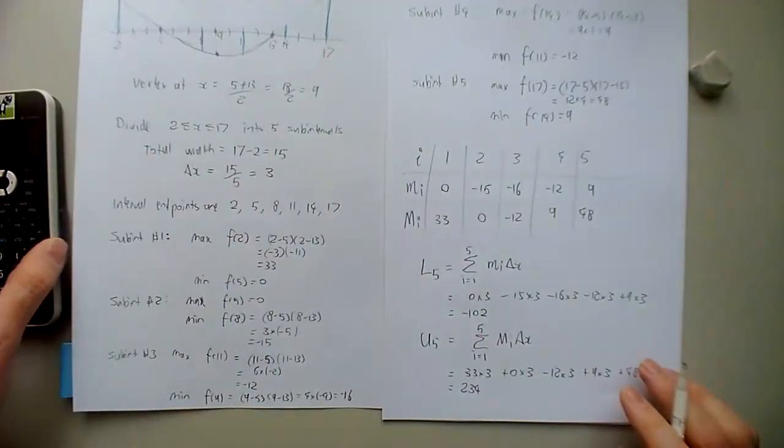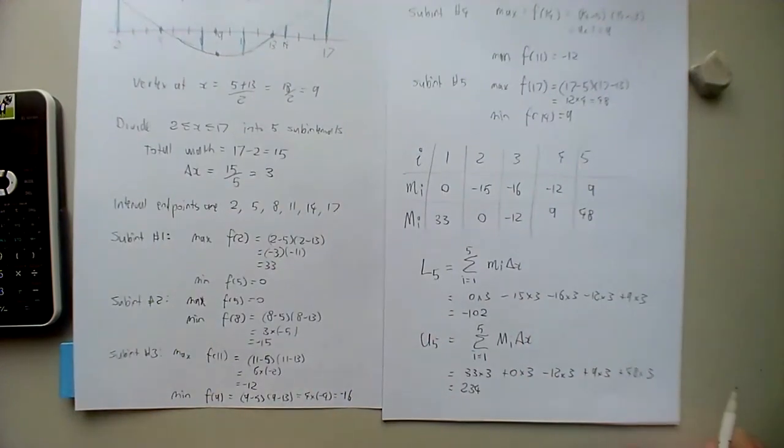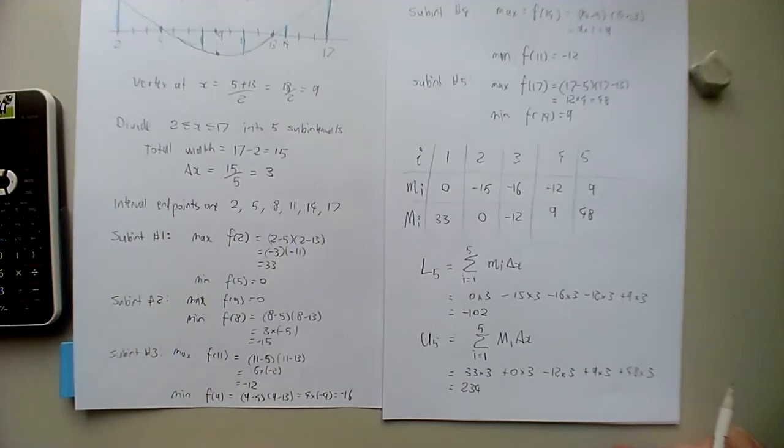Okay, so I've narrowed it down to somewhere between minus 102 and 234. I'm going to need a lot more intervals if I'm going to figure out this definite integral to any degree of accuracy. I've currently got it to within about 300 of the right answer, but that's what the answer is.